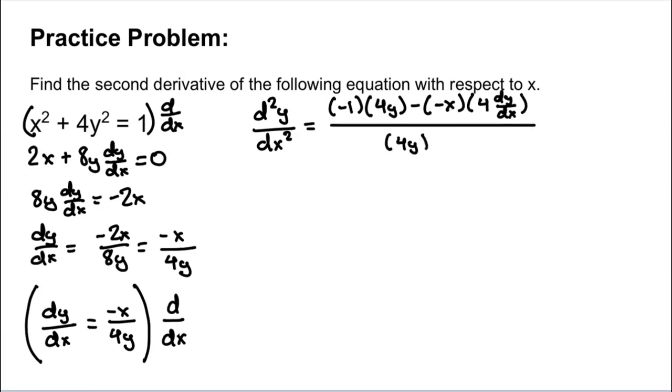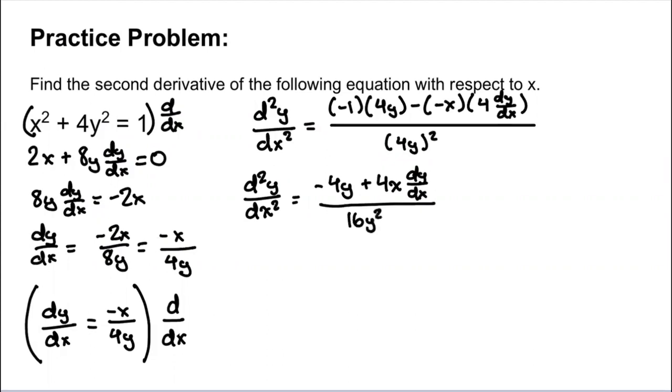So 4y squared. Now, we've already done the bulk of the calculus work, and now it's just algebra and arithmetic. So we're going to simplify it further. We're going to have negative 4y plus 4x dy dx over 16y squared. Now, I want us to notice something.